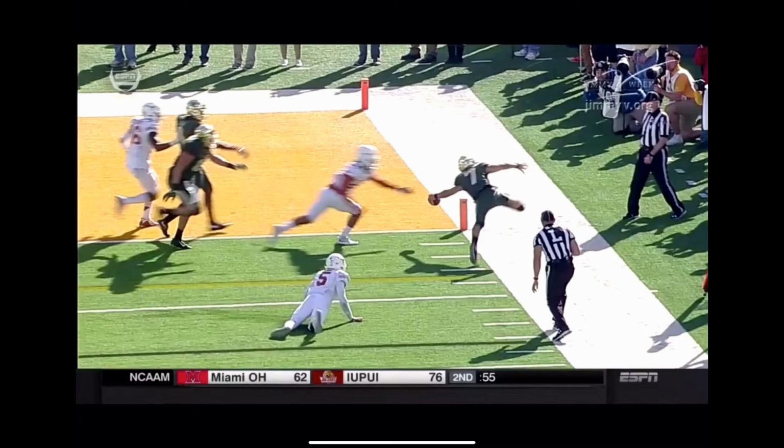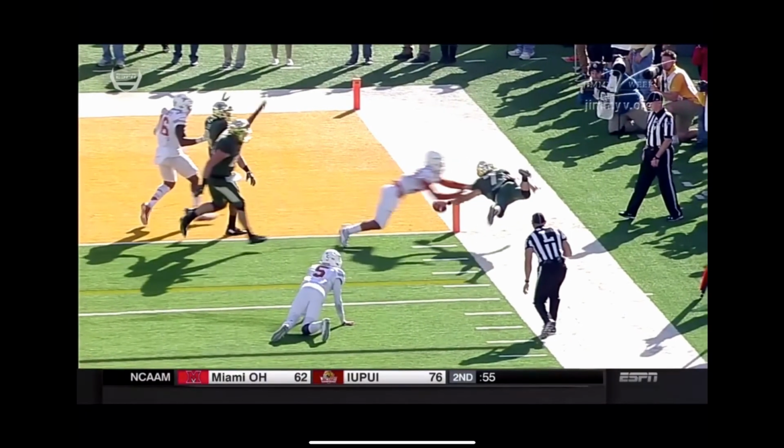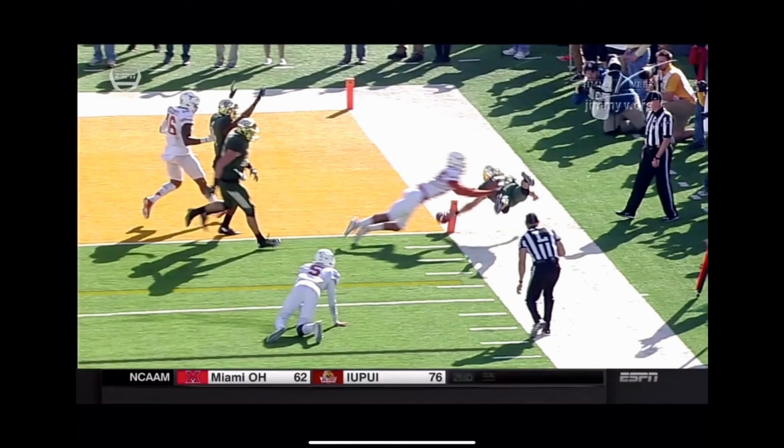Here we can see he leaps from the field of play. The ball's in his left hand. Ball contacts the pylon, inside the pylon. We know this is a touchdown in all codes. But take that ball from his left hand, throw it over, put it in his right hand like I'm doing digitally here, and what do we have?